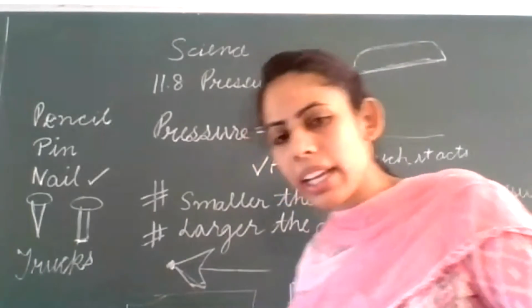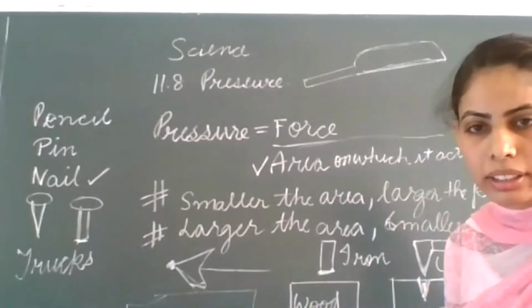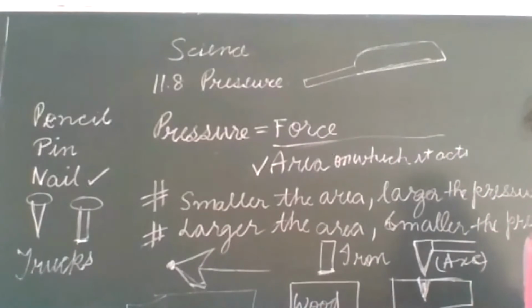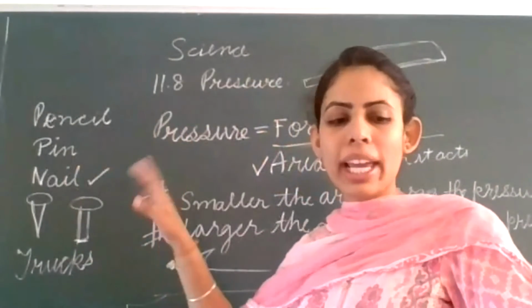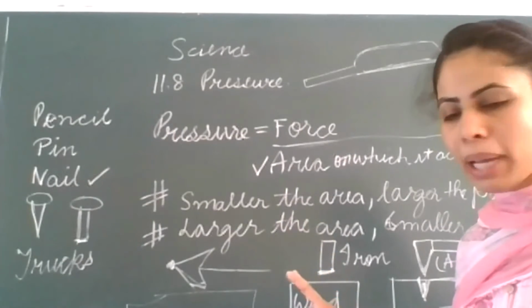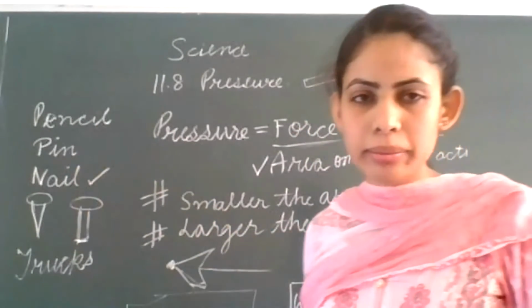So the area of the foundation at the bottom is made a little broad. Clear? Yes. Here you can take the example of nail or screw or any other tool that you can use. By mistake I have written here nail, I have used a screw.